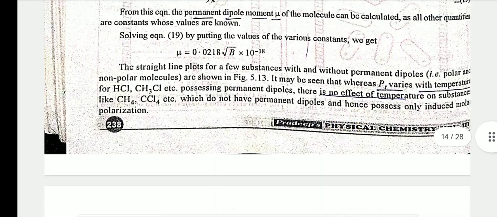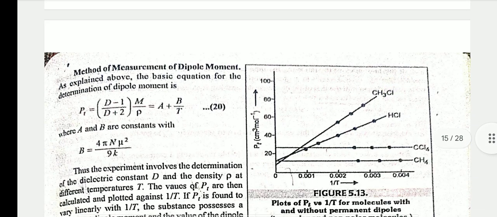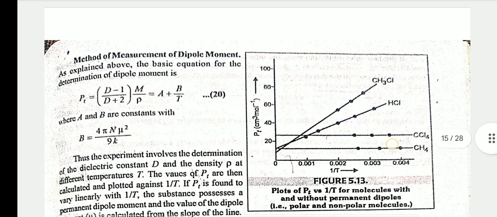The straight line plots for a few substances with and without permanent dipoles. It may be seen that whereas Pt varies with temperature for HCl, CH3Cl, which possess a permanent dipole, there is no effect of temperature on substances like CH4, CCl4, etc., which do not have a permanent dipole and hence possess only induced molar polarization. Method of measurement of dipole moment as explained above.